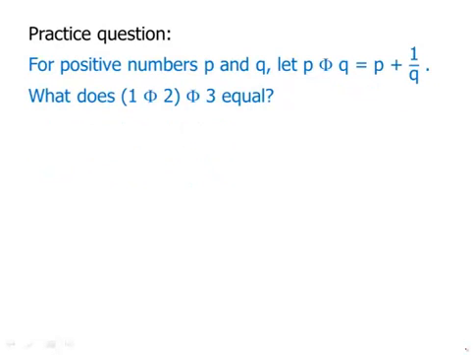Here's another practice question. This symbol here, it turns out, is a Greek letter, the Greek letter phi. For positive numbers p and q, let p phi q equal p plus 1 over q. So it's going to be the first number plus the reciprocal of the second number. What does the quantity 1 phi 2 and then phi 3, that's a hard thing to say, what does that equal? So I'm going to say pause the video here and then we'll talk about how to evaluate this.